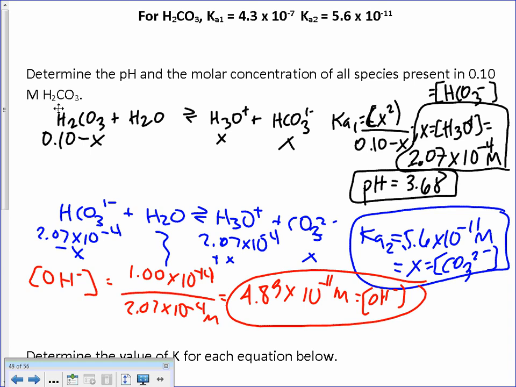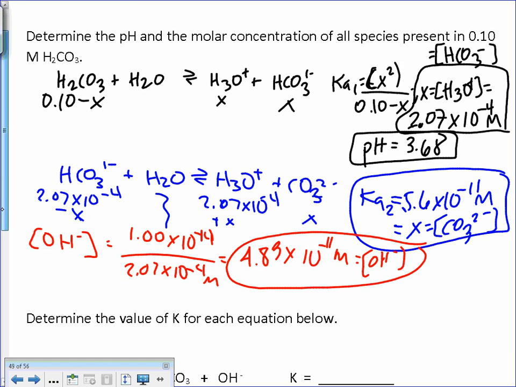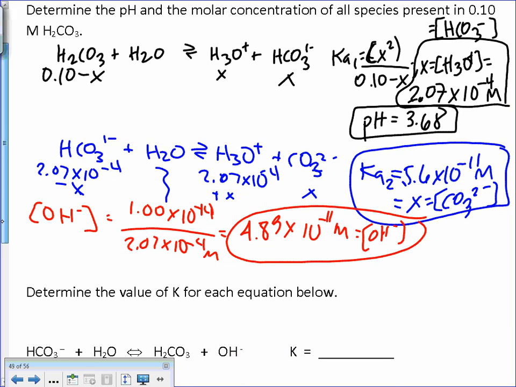The next set actually doesn't have any calculations. I'm going to have you guys set up work, but we're not actually going to calculate it. We're just going to set it up.